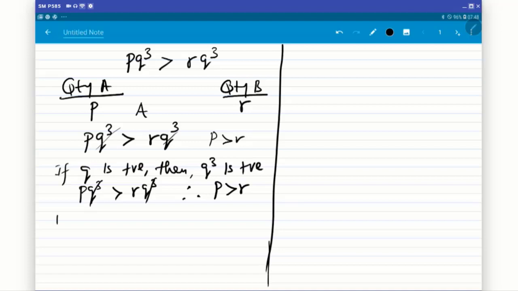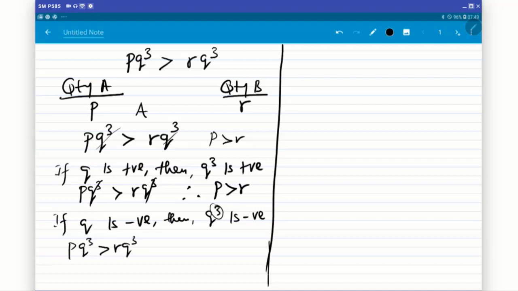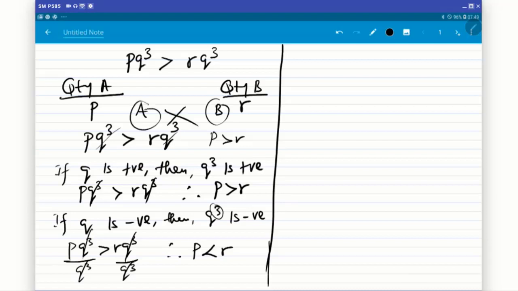But what if our q is negative? Because we are not sure, there's no information. So that means our q raised to power 3 will be negative. Remember, when you raise a negative number to an odd power, the result is negative. So in that case, by the time we divide both sides by q raised to power 3, we are dividing by a negative number, so the sign must be reversed. So we should have p is less than r. P is less than r, telling you B is now greater. So as you can see here, it is obvious this cannot be determined. So our answer will be D.